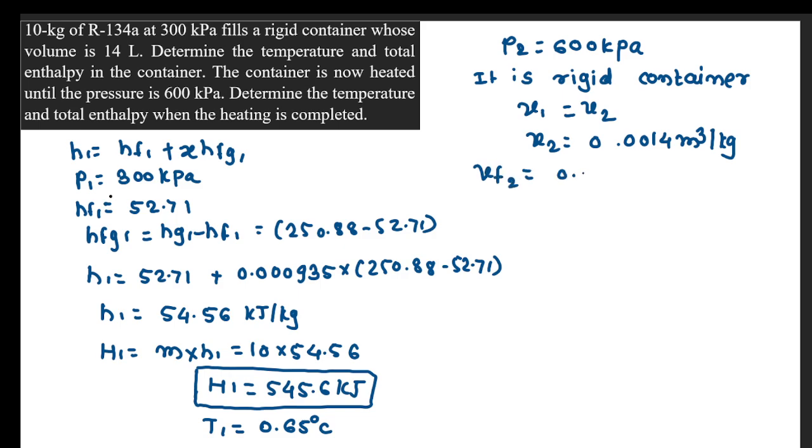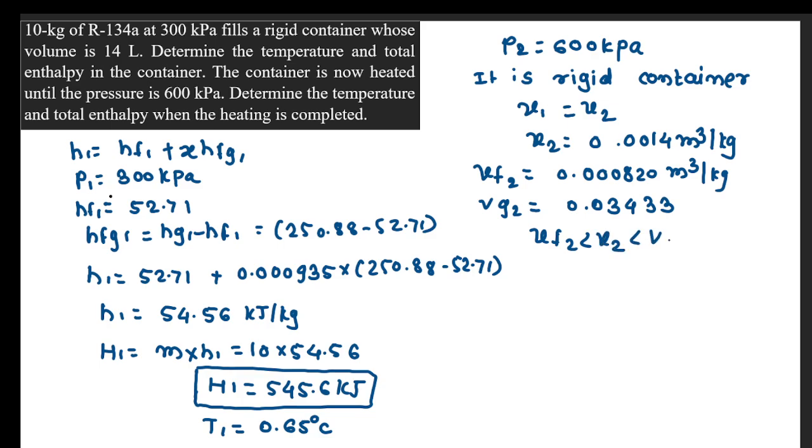Vf2 is equal to 0.000820 meter cube per kg. Vg2 you can get the value as 0.03433. Here also same case, Vf2 is less than V2 is less than Vg2. It is also liquid plus vapor mixture. So again, you can find out the dryness fraction.